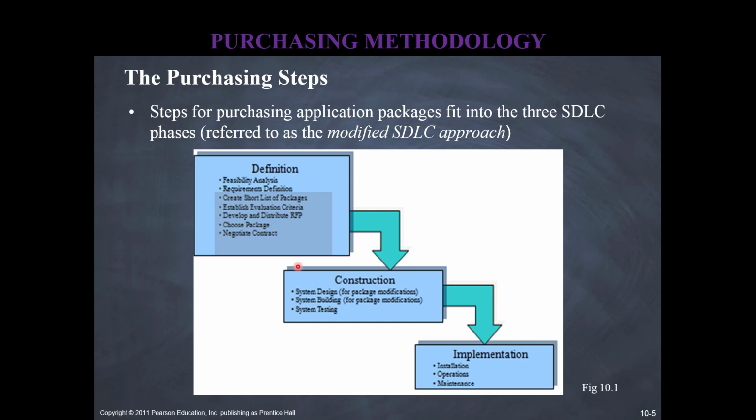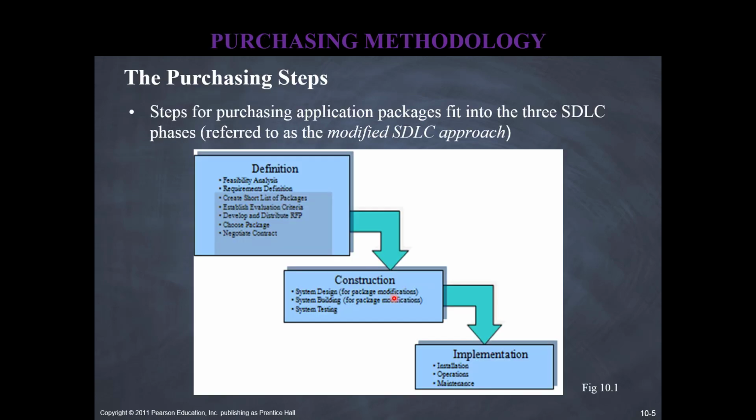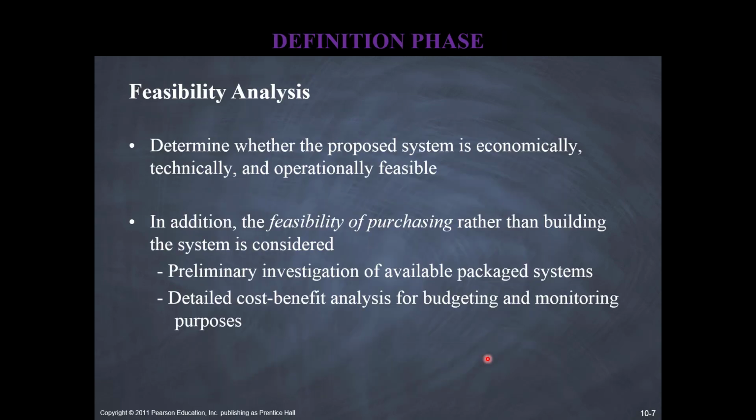One difference is that the definition phase, the traditional definition SDLC phase, is supplemented with 5 additional steps. And the second difference is that the construction phase is a bit shortened because, by definition, when you're purchasing a software application, then you don't do much construction because all the software components are already given to you by the vendor. And the implementation phase is more or less the same. So let's talk about the definition phase, more specifically about the steps comprising the definition phase.